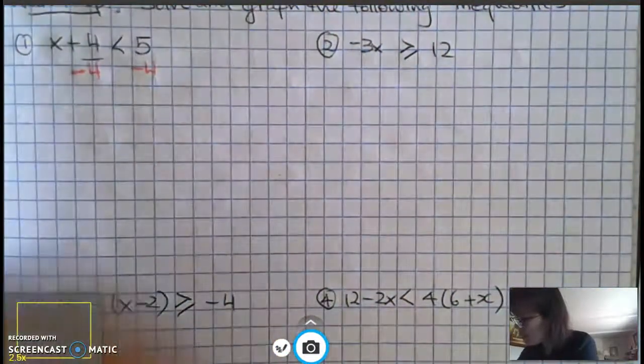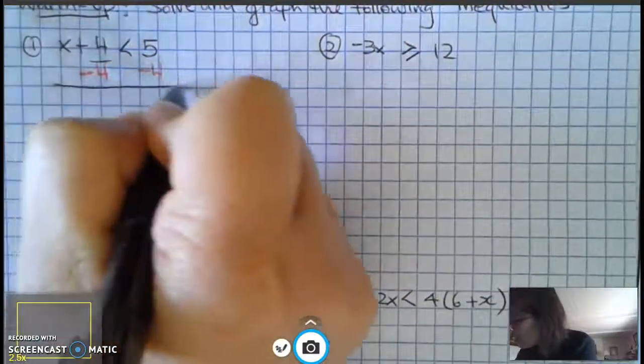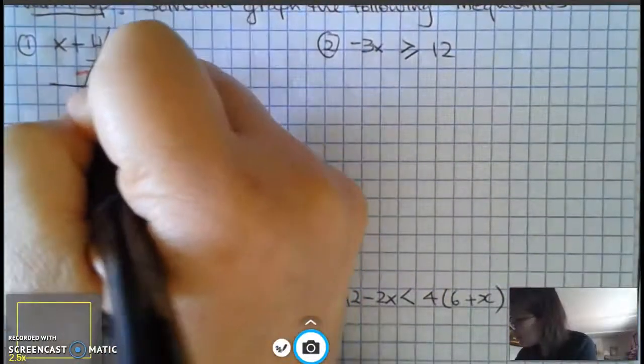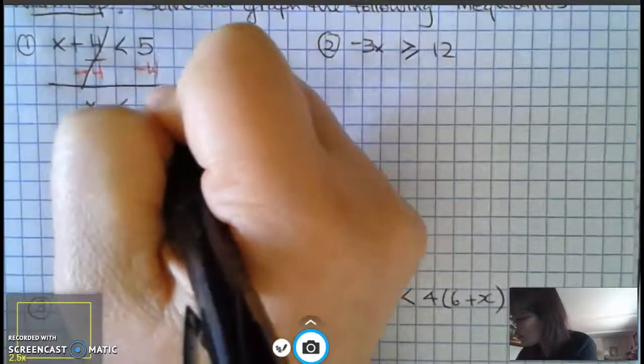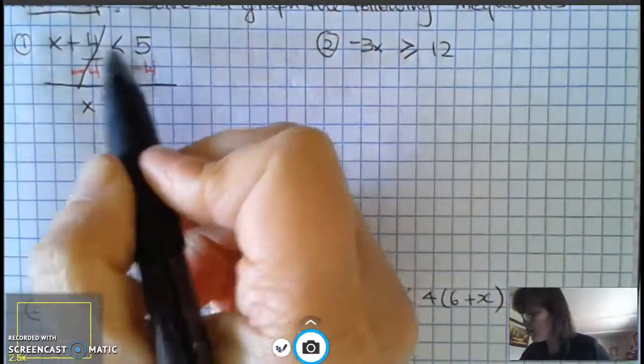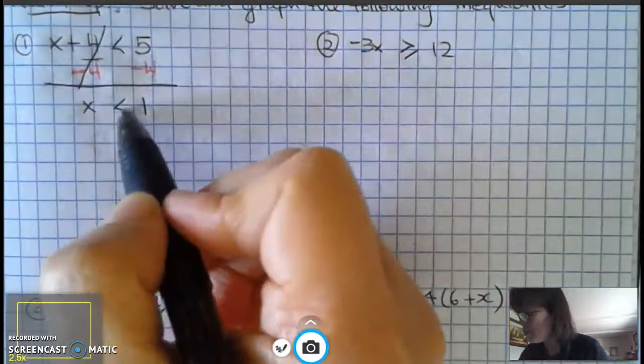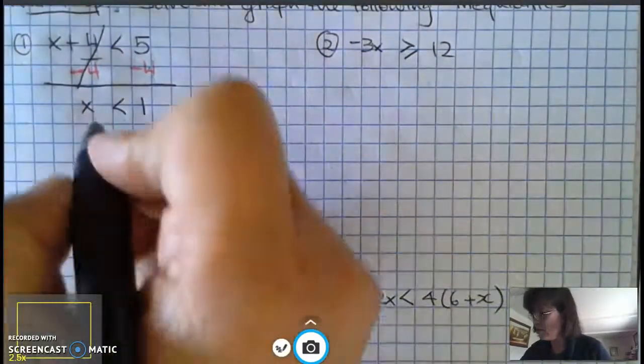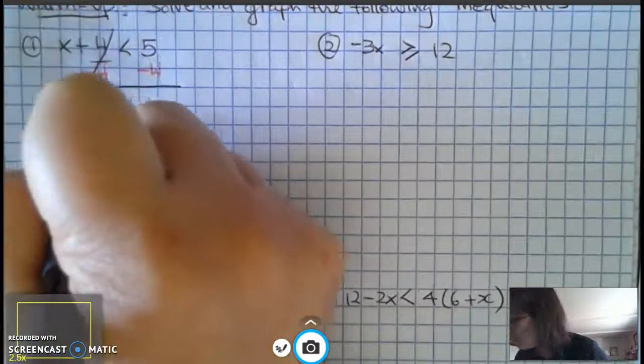And when we do that, what are we left with? This goes away, and you are left with x is less than 5 minus 4, which is just 1. And when we are adding or subtracting, we don't do anything with the inequality sign. It just remains as it is. It gets preserved. So now we just need to graph that.